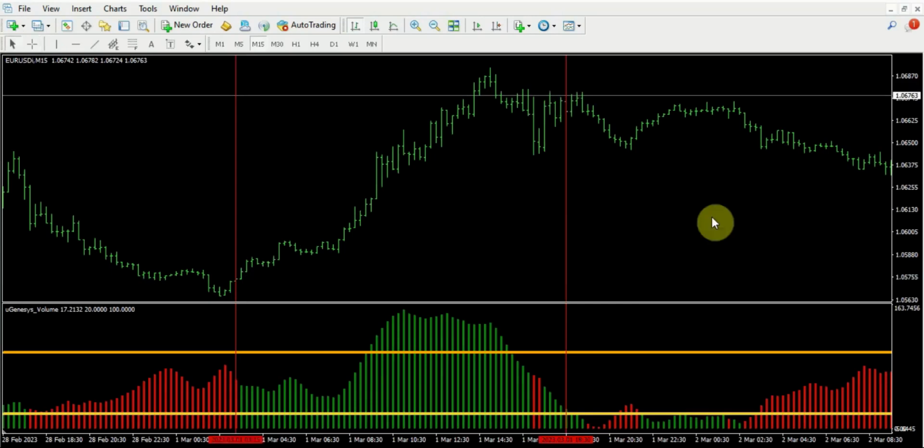Alright guys, so you can see that we got some very awesome and profitable scalping opportunities here with this indicator. So we really hope you can take it and get some very profitable trades on your end, okay?